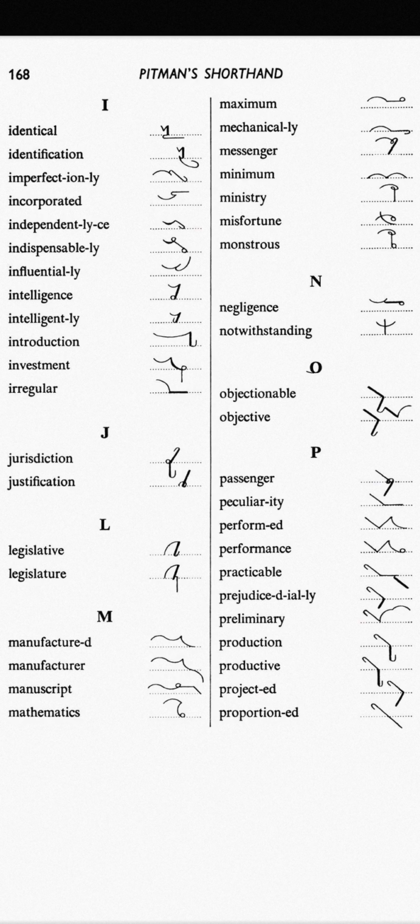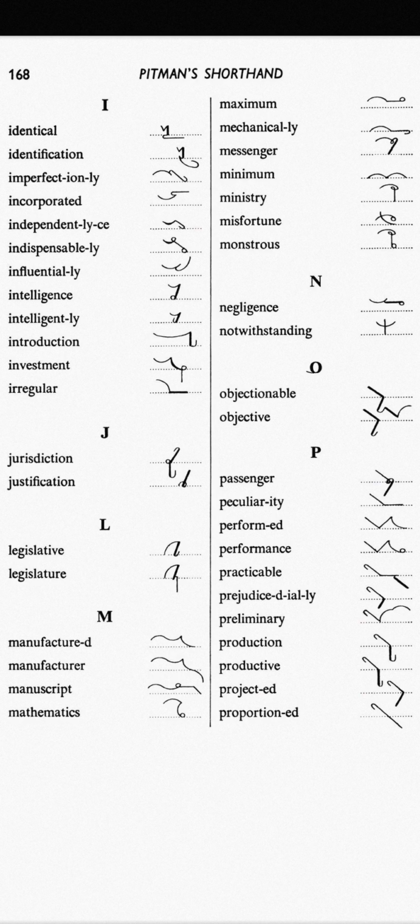P stroke on the line, S circle, JR through the line for passenger. P stroke on the line, K stroke on the line for peculiar or peculiarity. P stroke upward R, F stroke on the line for perform or performed. P stroke upward R, F stroke with a circle on the line for performance.